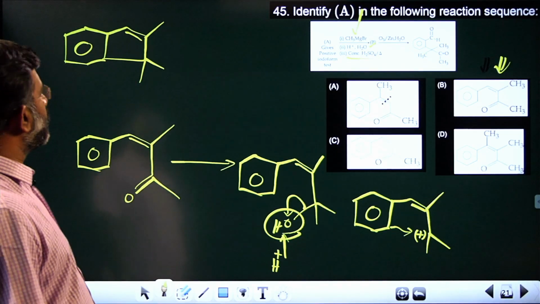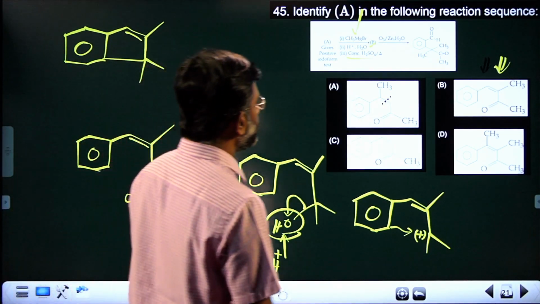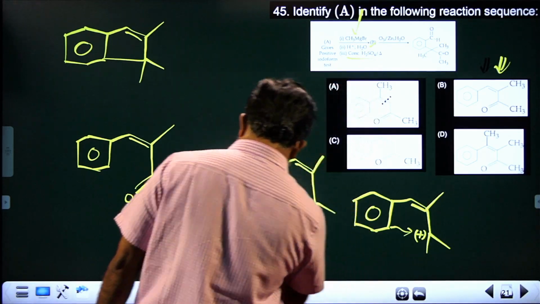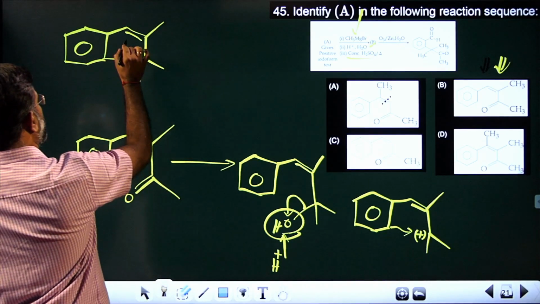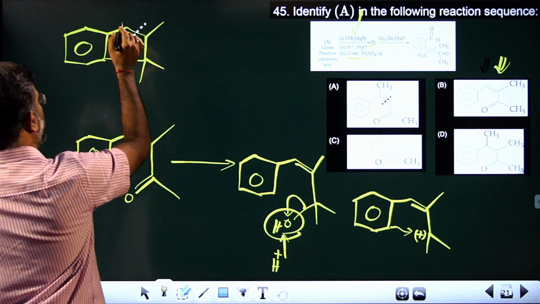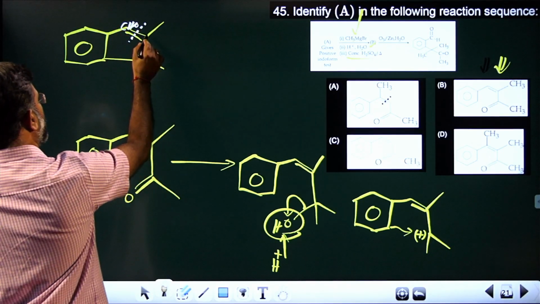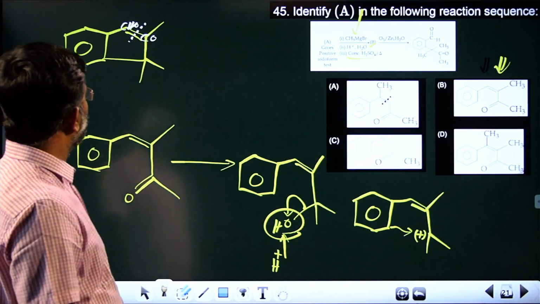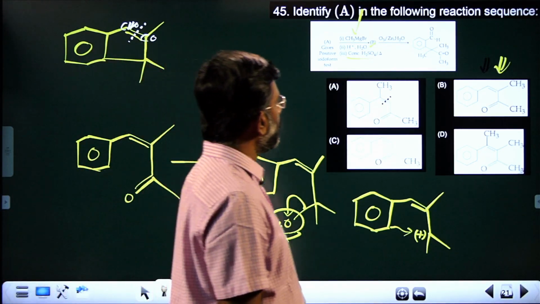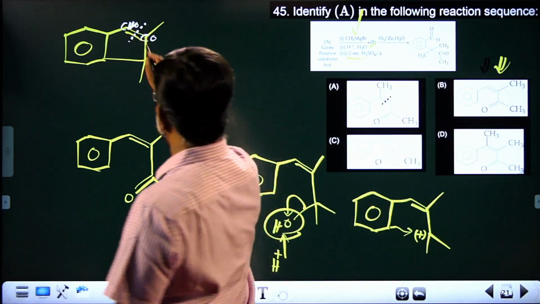Now this is treated for ozonolysis. I think we are close to the answer. You know, during ozonolysis, the double bond will be broken and this carbon which is CH will be converted to CHO, and this carbon which is C will be converted to a CO group. And isn't that the final compound given? Benzene ring with a CHO.